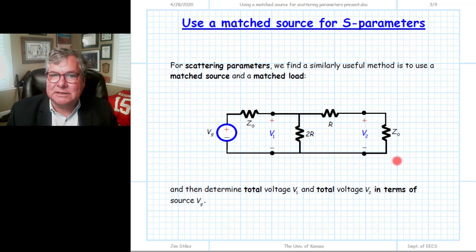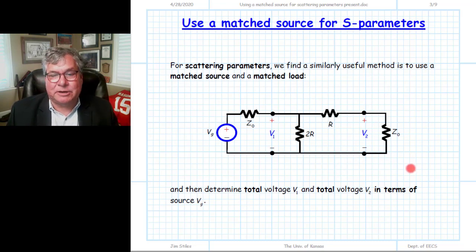And again, this is reminiscent of what we did for impedance and admittance matrix, where we put an ideal voltage or current source on one port and one port only, and then put short circuits or open circuits on all the other ports. In this case, we're putting one matched source on one port and one port only, and then on the other ports we attach matched loads. By analysis of this structure, we can determine the scattering parameters.